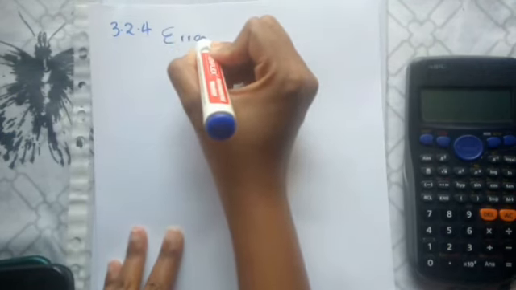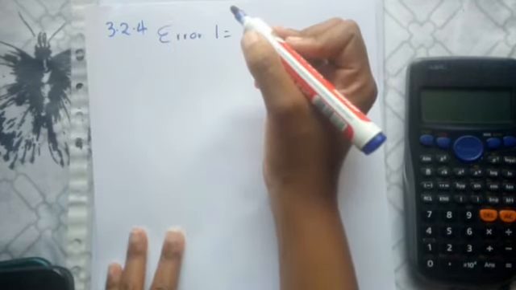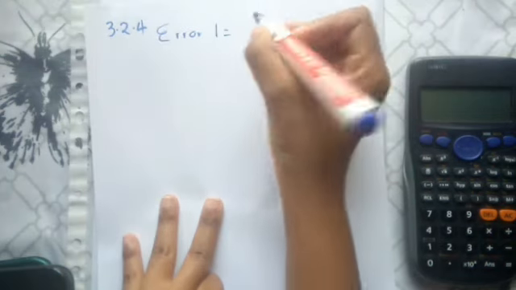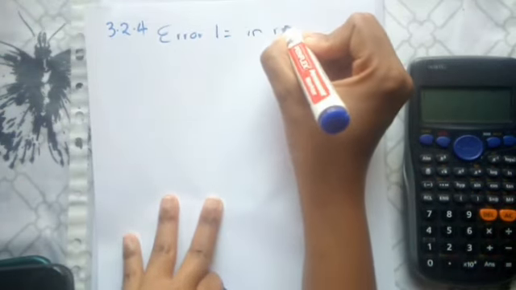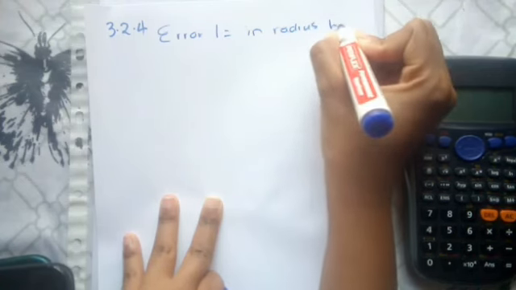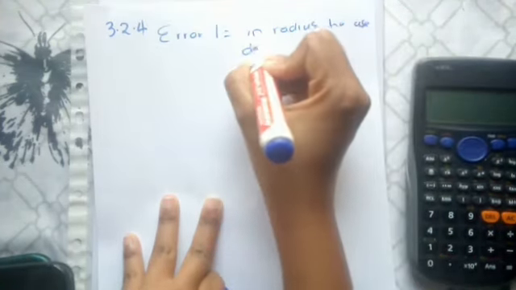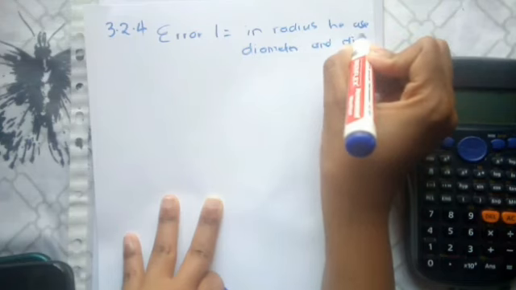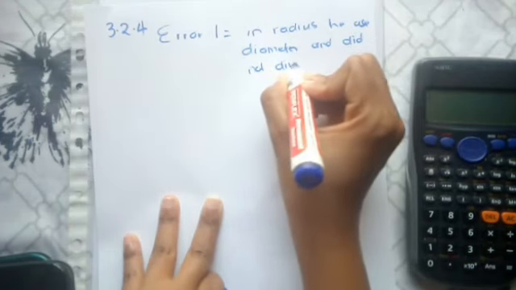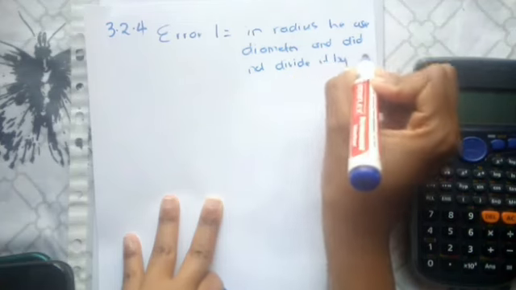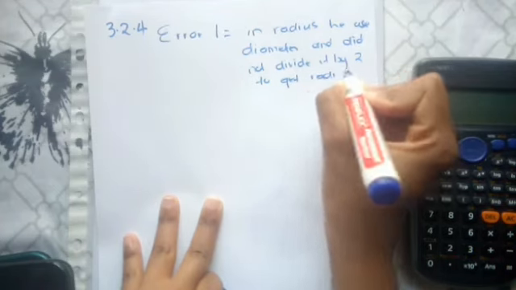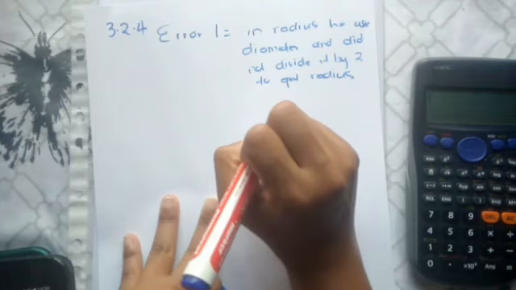We have already seen the first error and we have already stated it out. The first error was that in the radius he used 550 instead of 275. So in radius he used diameter and did not divide it by 2 to get radius. That was the first mistake.